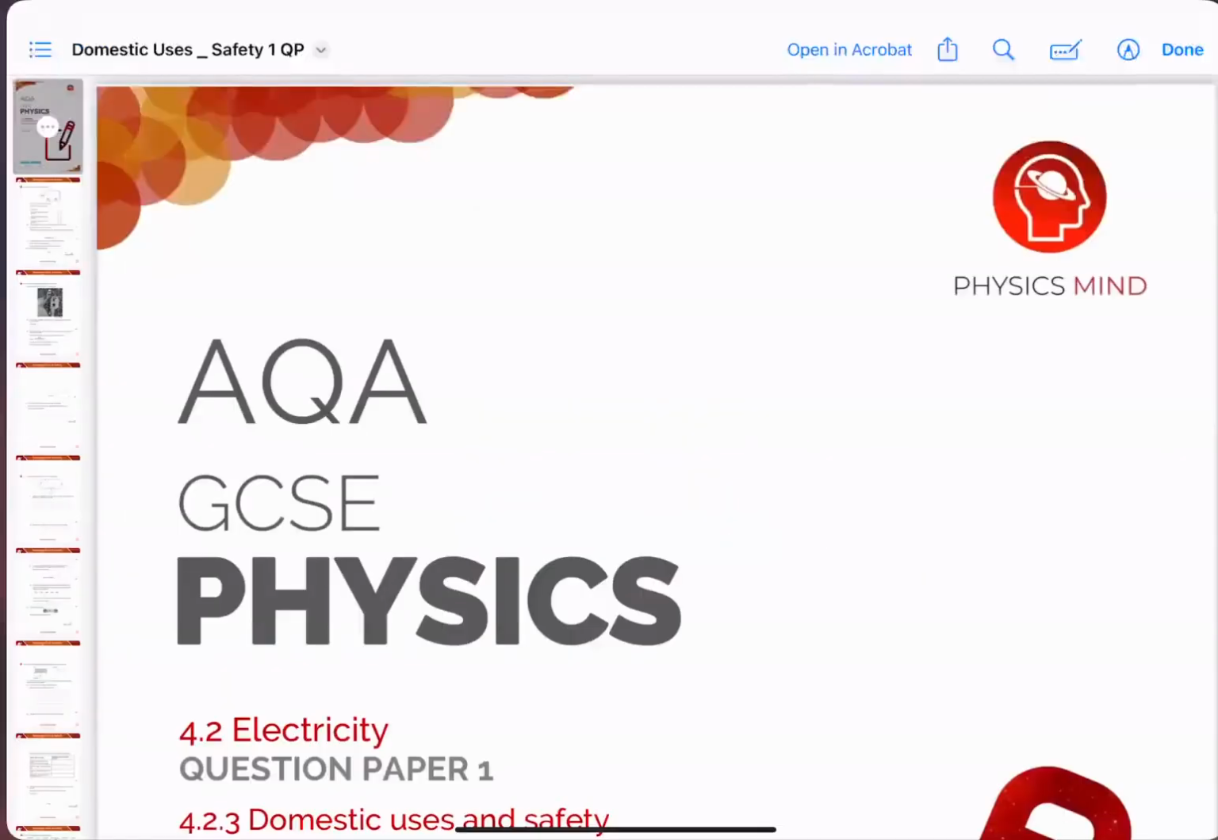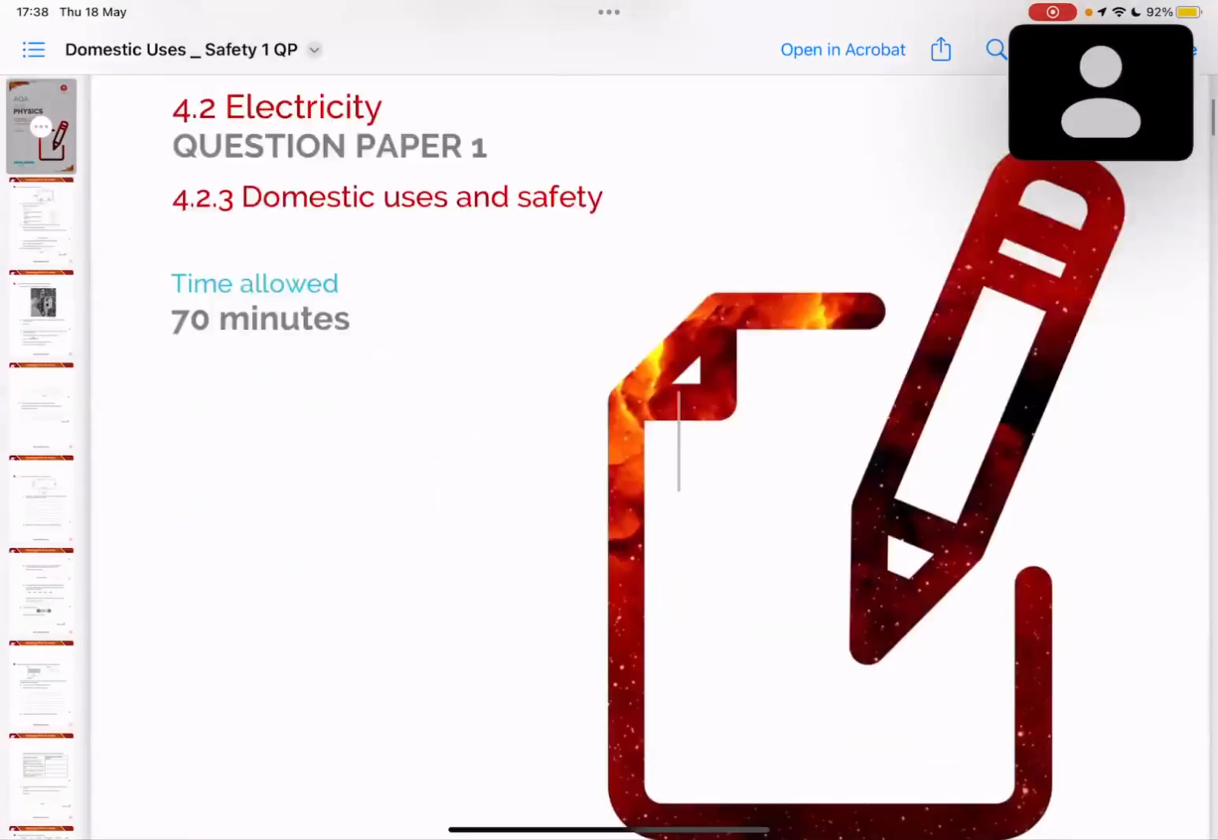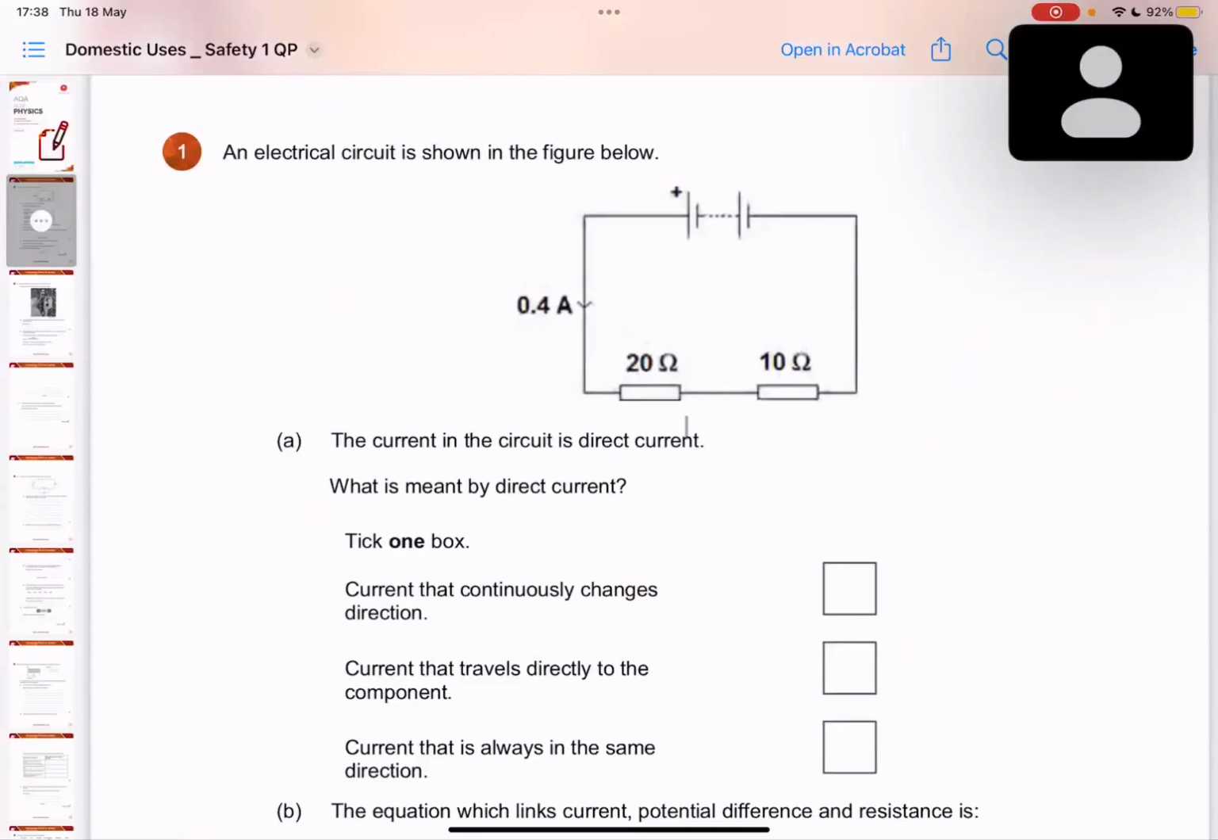So I'm going to share my screen again. Everyone can see that now? Yeah? Okay. So what do we think of the first question? Any ideas? It's a circuit with a battery.